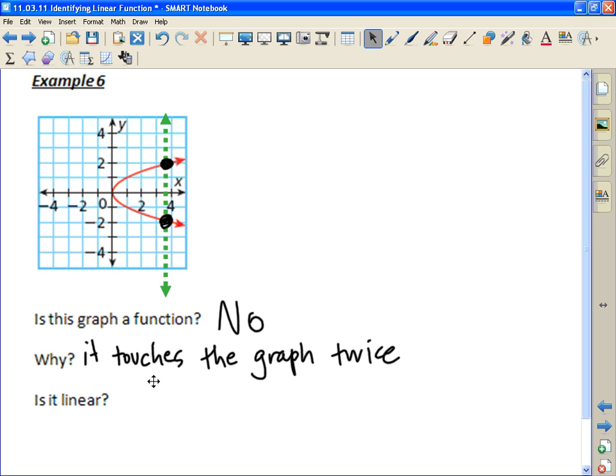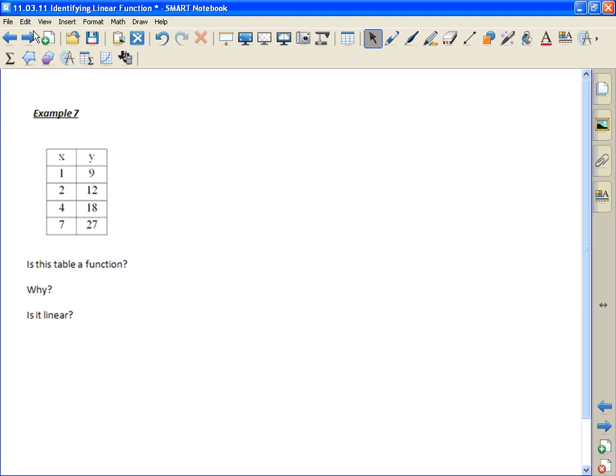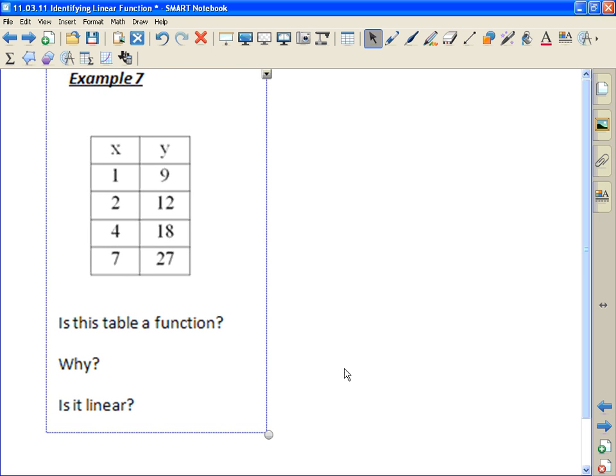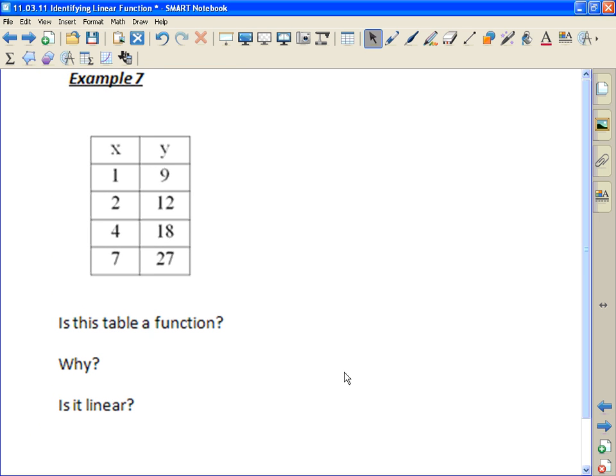And this one's not linear because it makes this curvy deal right here, so we would say no. Okay, so changing speed a little bit here. Now we're going to look at a table and see how to decide if a table represents a linear function.